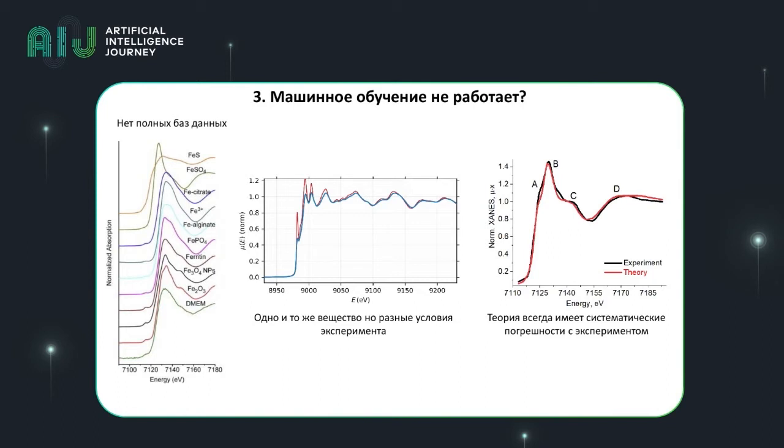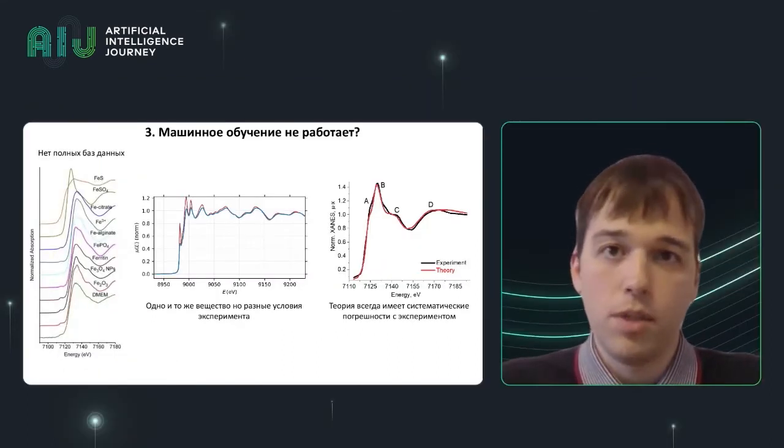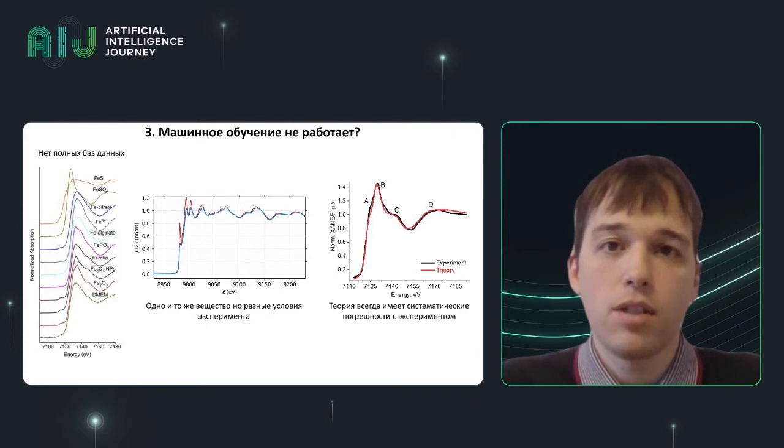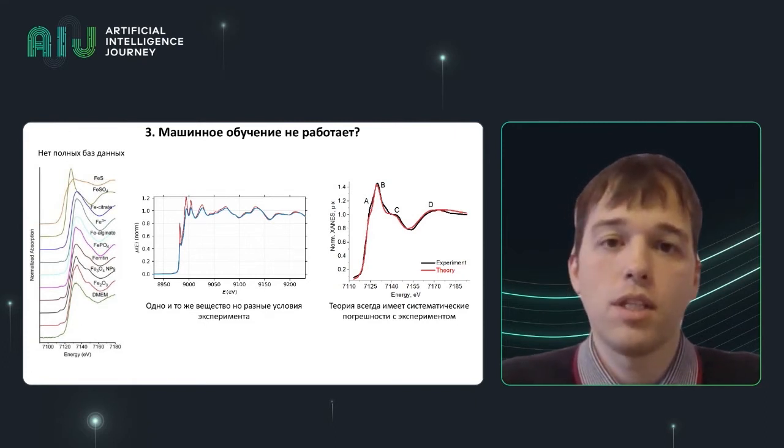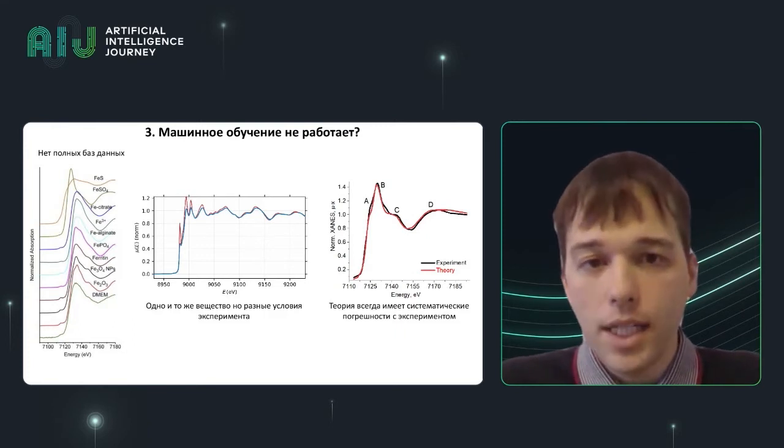The same material researched in the lab or on a synchrotron, depending on the settings, the spectrum will be a bit different. Like here in the picture in the middle, you see the blue and the red spectrum for copper, but they look different. So if the machine just gets this spectrum, it sees that there are differences, and it will be hard for it to understand that it's the same material.